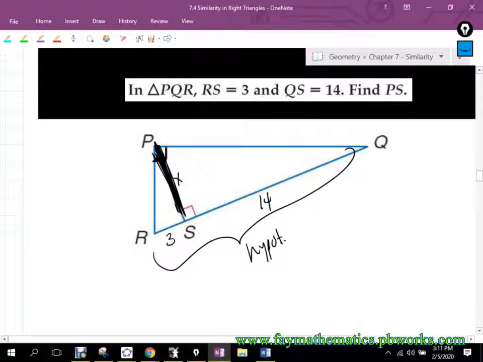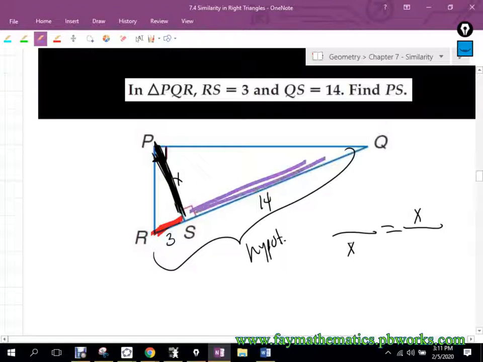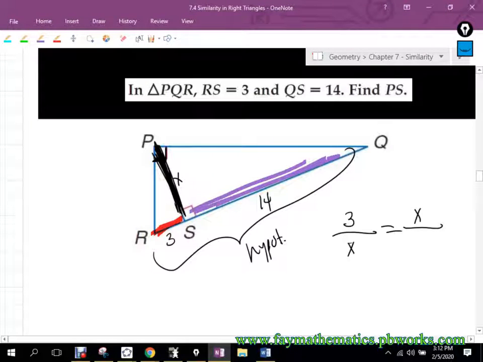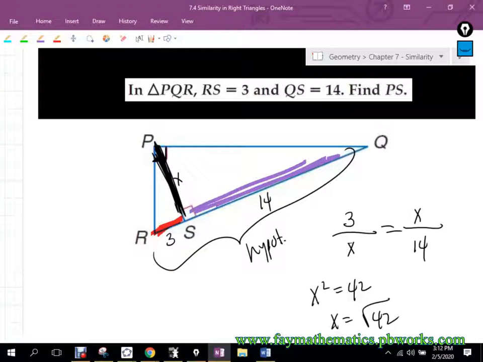So we just learned that the altitude is the geometric mean, so it goes there and there. Does that make sense? Between the segments of the hypotenuse. So then 3 is going to go there, and 14 is going to go there. Does that make sense? It's pretty easy to solve. X squared is equal to 42. You're going to take the square root of both sides, and your answer for X is radical 42. And that's simplified. It doesn't go any smaller than that.